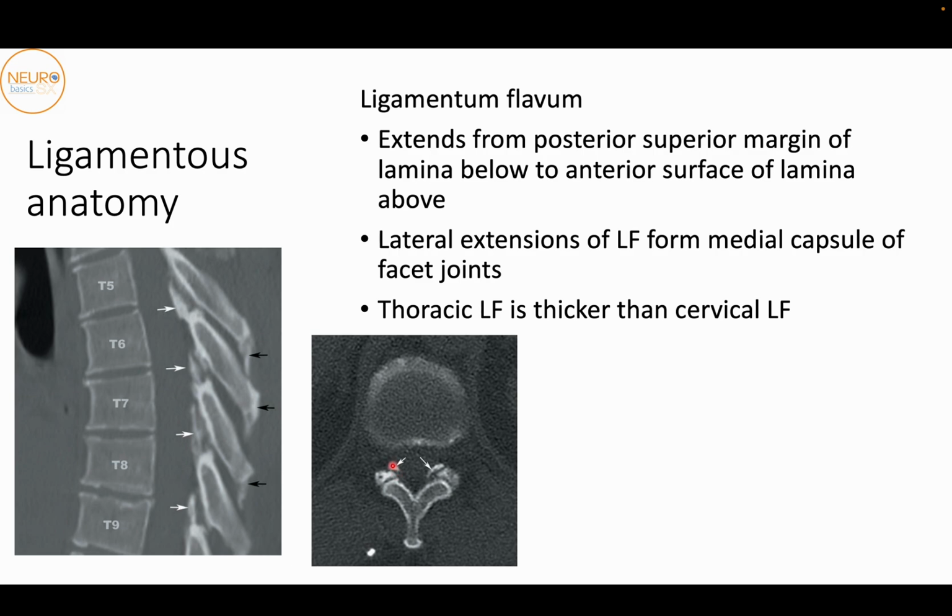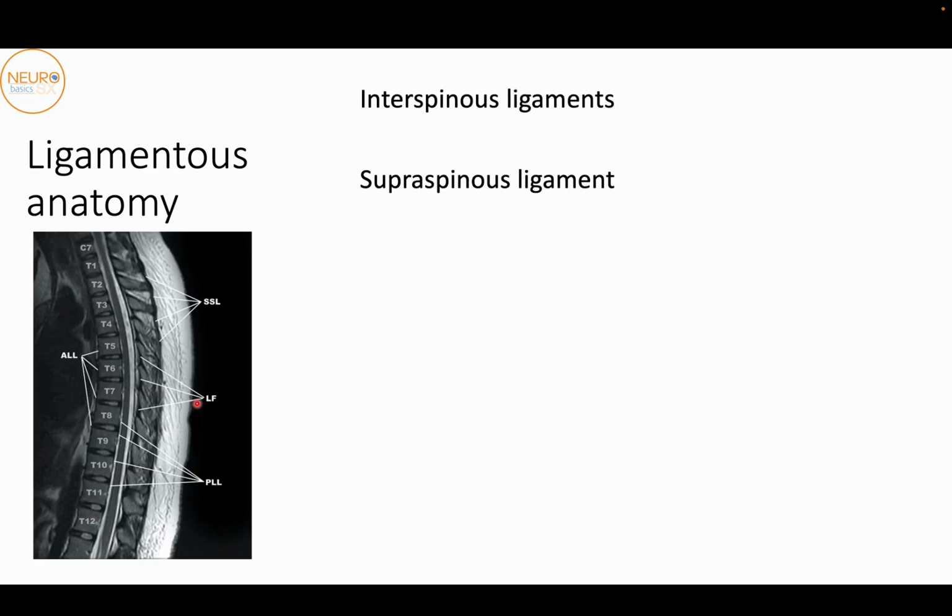There are lateral extensions of the ligamentum flavum which will form the medial capsule of the facet joint. So it extends around here and gets attached to the medial capsule of the facet joints, and as we can see over here, it has become ossified. The thoracic ligamentum flavum is again going to be thicker than the cervical ligamentum flavum. You also have the other ligaments, the interspinous ligaments and the supraspinous ligament.